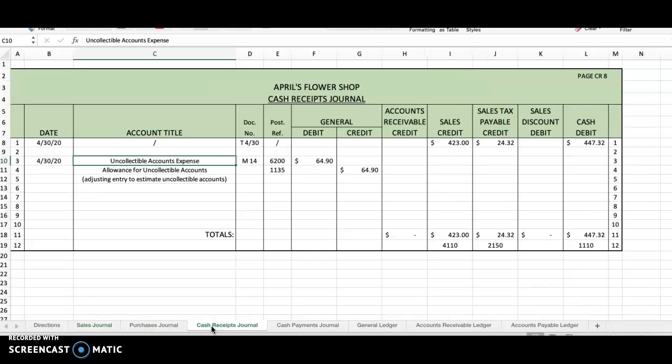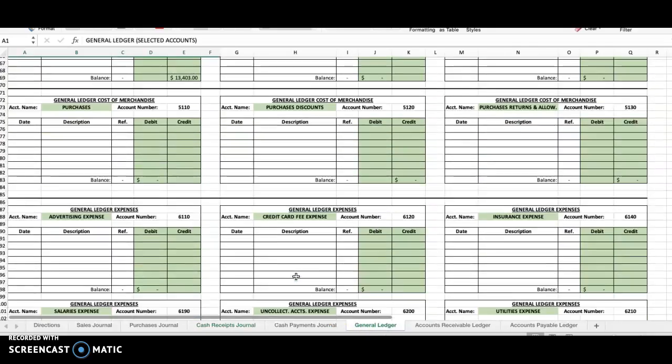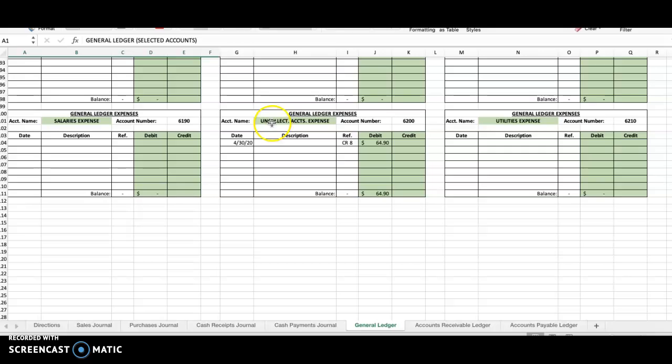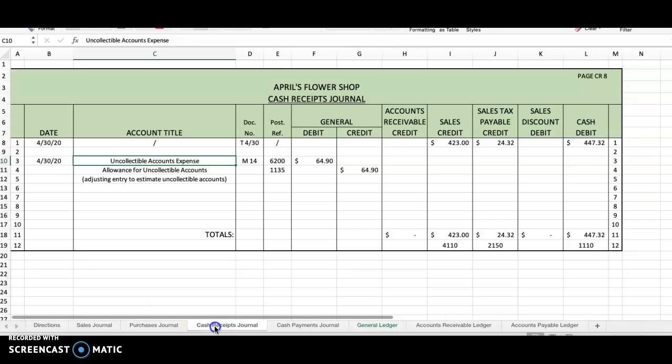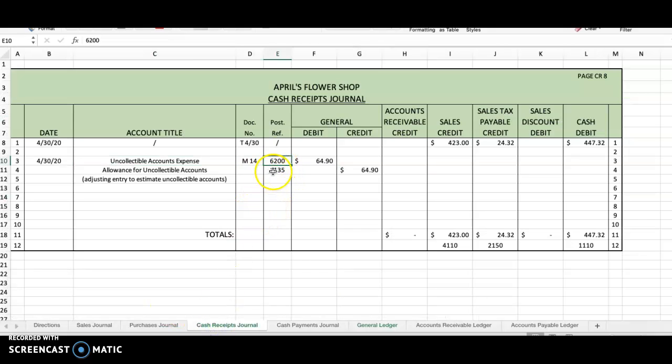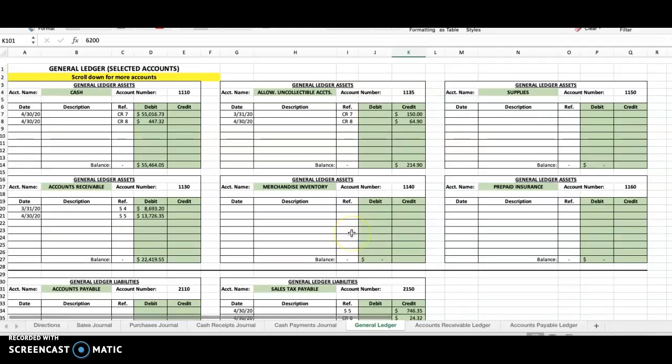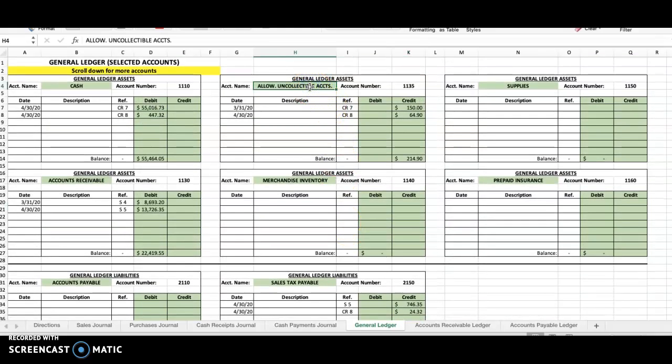So we then had to do some posting. We first of all went to the expense account in the general ledger, and we debited the uncollectible accounts expense by $64.90. And if this is an expense account, eventually this total would be shown on the income statement. All expenses are shown on the income statement. And then the $6,200 was put back into the journal. The allowance account was credited by $64.90, and that's also in the general ledger. The allowance for uncollectible accounts.